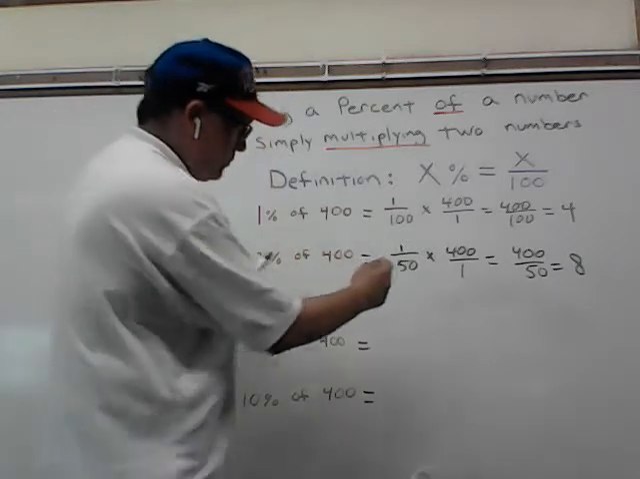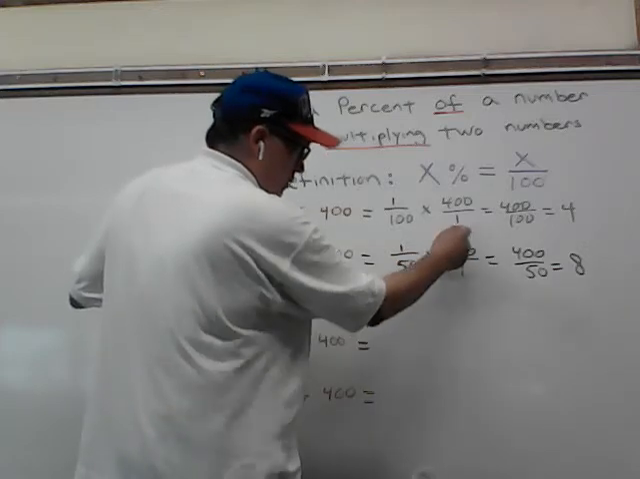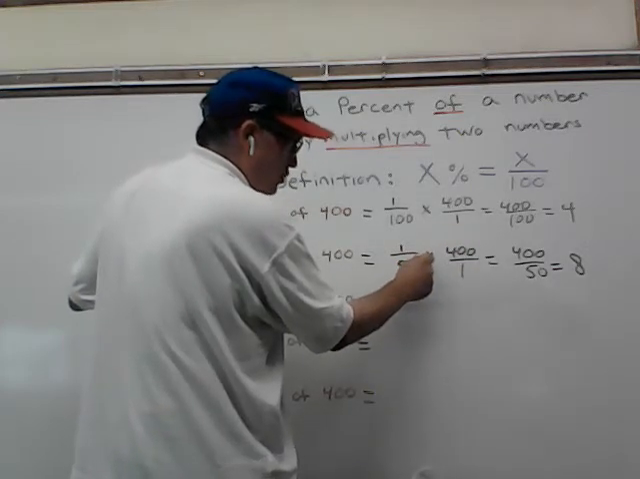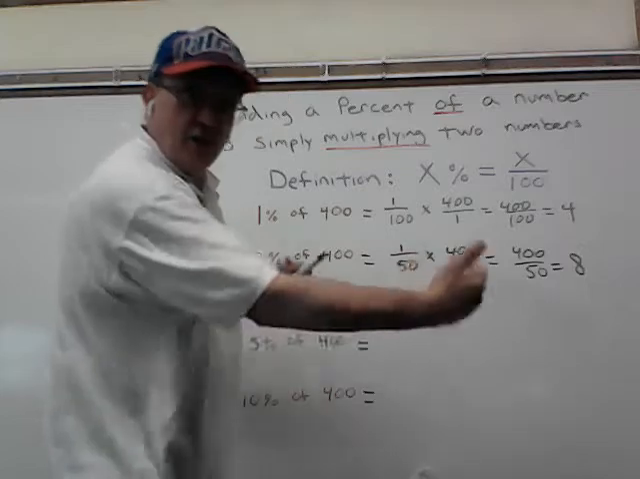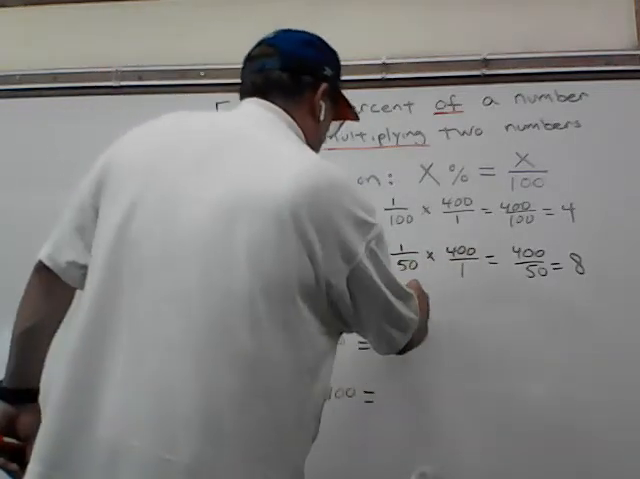Notice it's still a multiplication. We're still doing 1 over 50, which is 2%, times 400 over 1. It's still a multiplication here. It only becomes a division at the end when we simplify. That's a big part of what I'm trying to get across in this particular video.